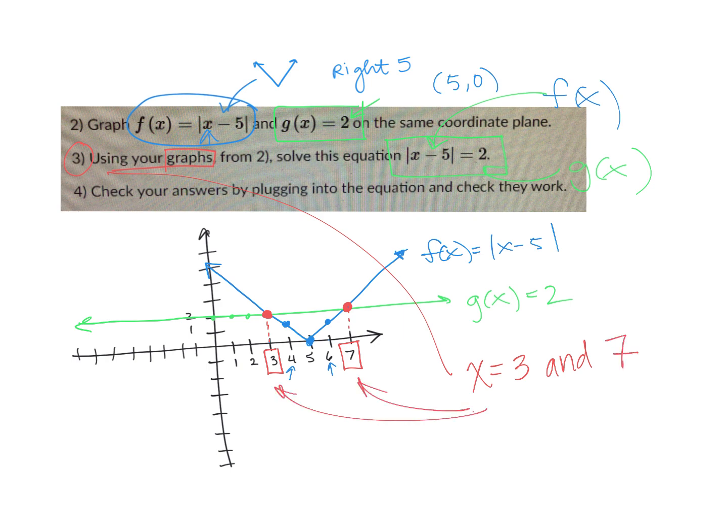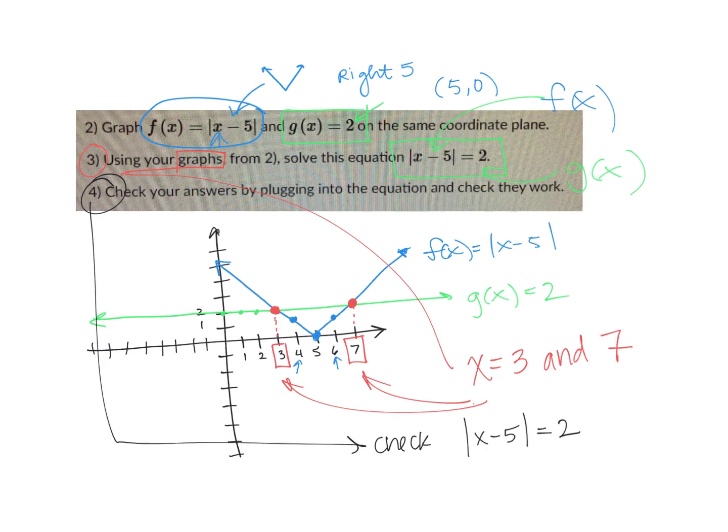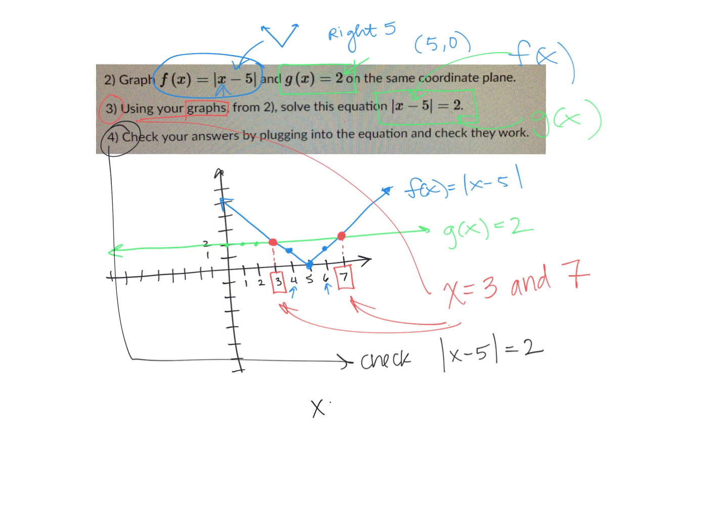So without actually solving it algebraically, which is what the majority of you did, you can just look at the picture and see that it looks like 3 and 7. And so for number 4, it wants us to double check that. If we want to check that we're right, you're just looking at this equation that we're trying to solve here. I'm going to plug a 3 in to check. So if x is equal to 3, we're going to have 3 minus 5. We need to check that this is going to be a 2 here.